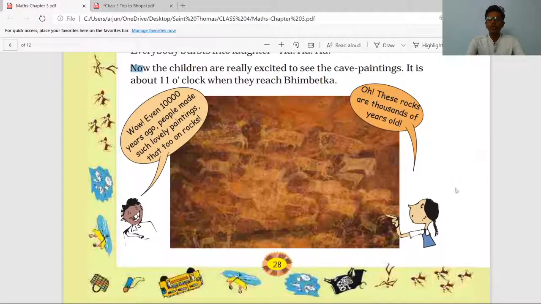One of the girls from the students is saying, "Oh, these rocks are thousands of years old." A boy says, "Wow, even 10,000 years ago, people made such lovely paintings. That too on a rock."